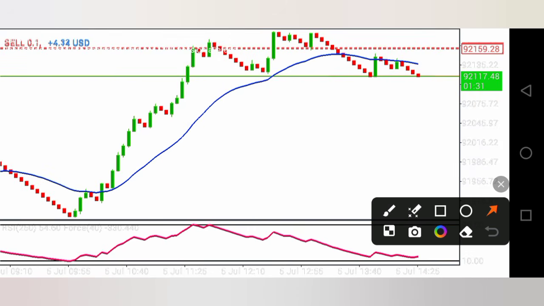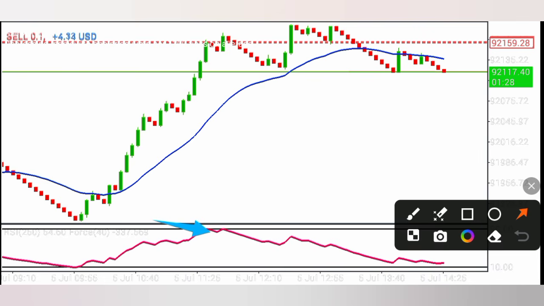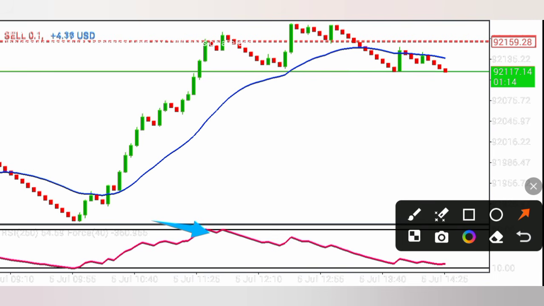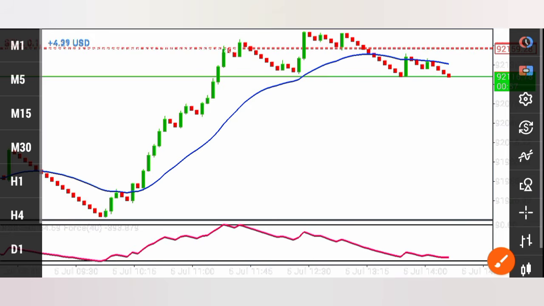So you have to wait for the indicator to touch level 90 right here, and it touches level 90 on all the time frames you want to take your trade, that is on the 1 minute time frame, on the 15 minutes time frame, and on H4. So let's check the 1 minute time frame.